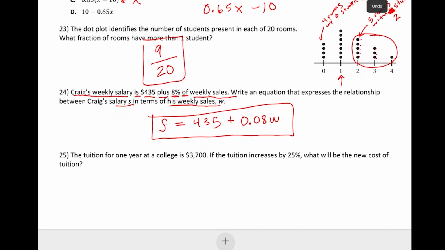And our last question says the tuition for 1 year at college is $3,700. If the tuition increases by 25%, what will be the new cost of tuition? So what we need is actually 125% of 3,700. Because the 3,700 is like our 100%, but we need to add on the extra 25% of that. So here we're just going to do 1.25 times 3,700. 1.25 times 3,700 is 4,625. And boys, college getting expensive.